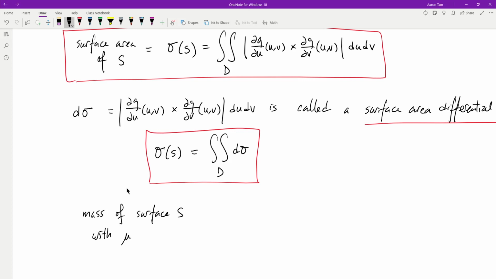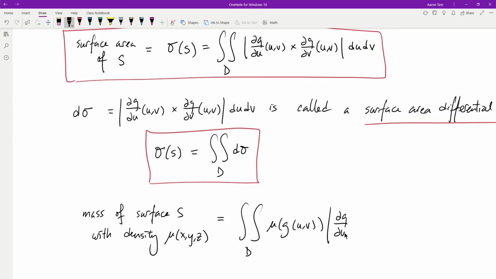With a density function, it would be given by this double integral over D of the density function of g of uv multiplied by the surface area differential, which is this.